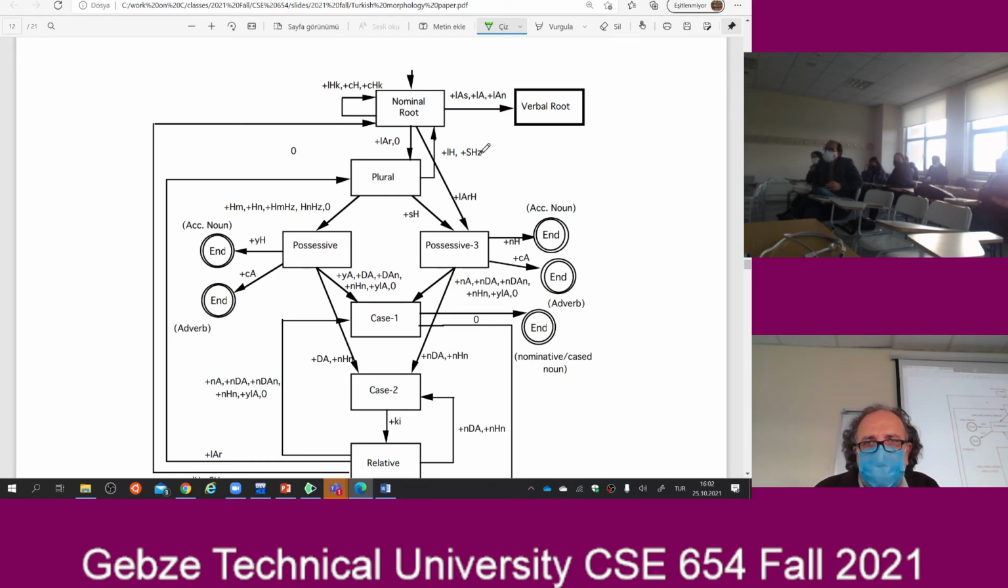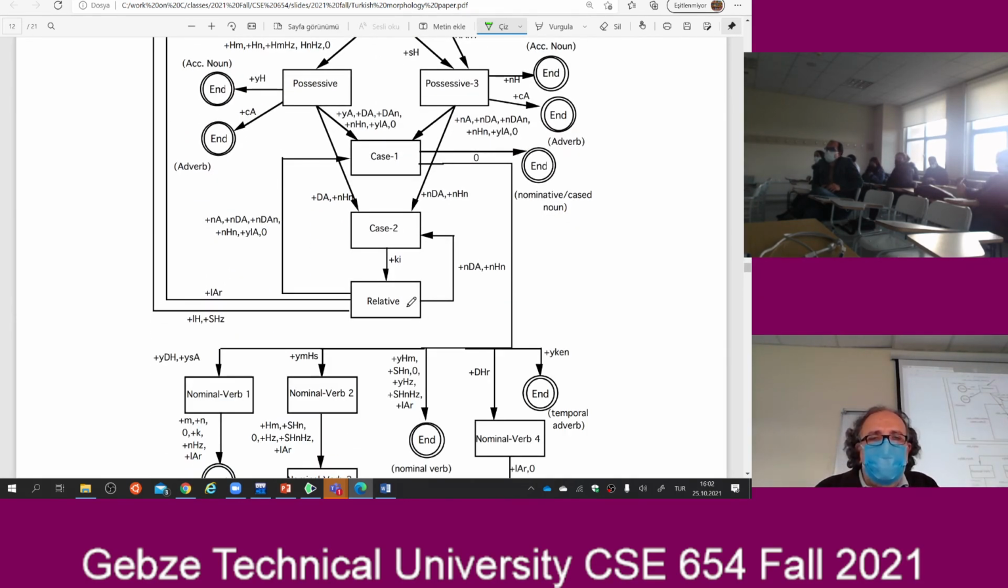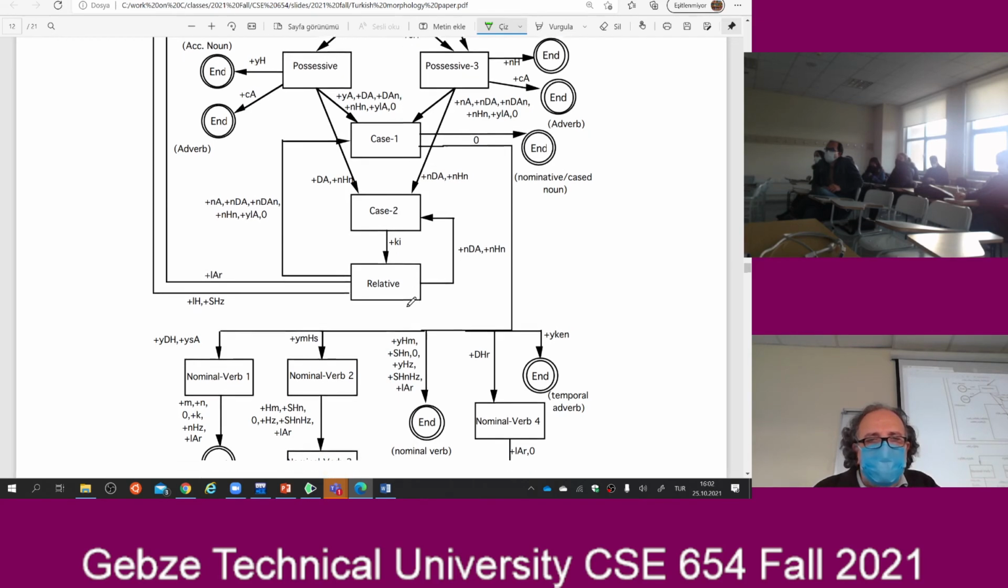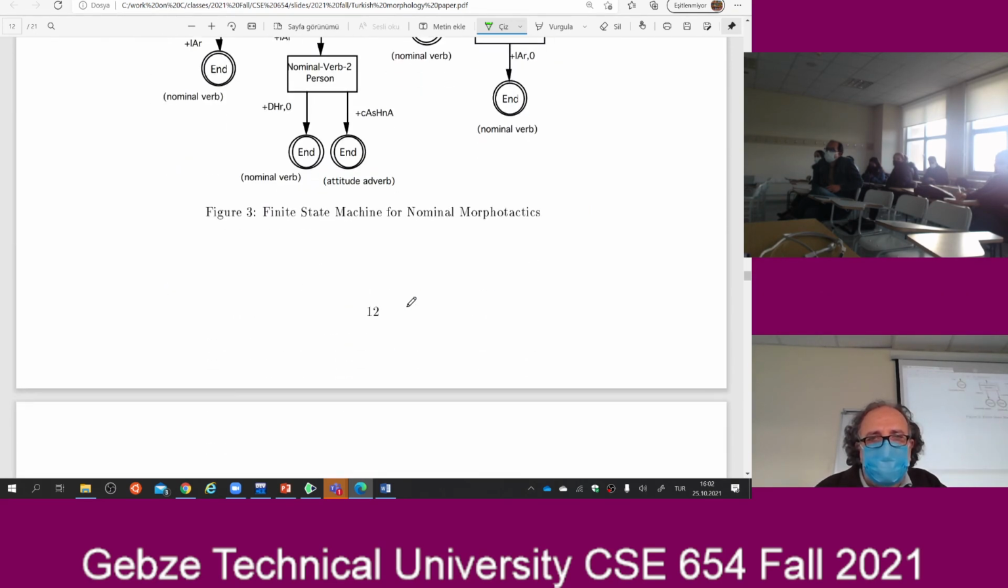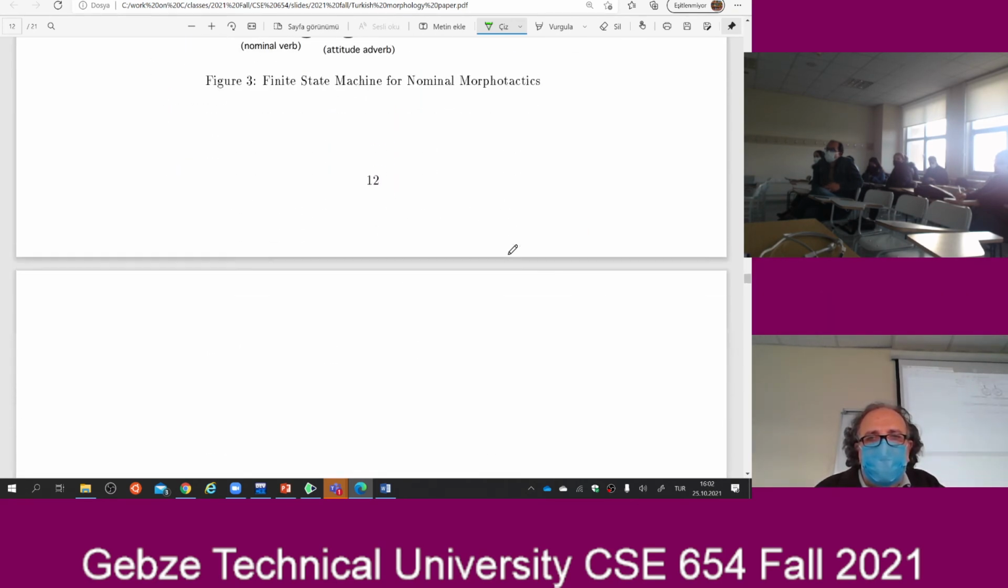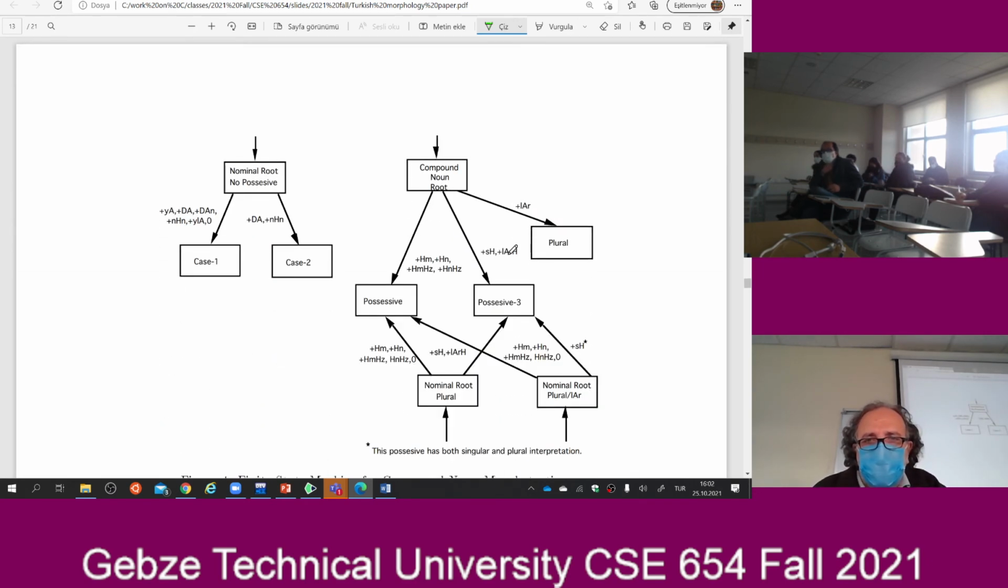Like for example, this one and this one. No, not that one. I'm sure there are cases like those. I can go that way or this way. But at least I know this one, right? There's an empty transition and an empty transition, and there is always the possibility of producing different results for the same input. So this is about nominal morphology analysis for the nouns.